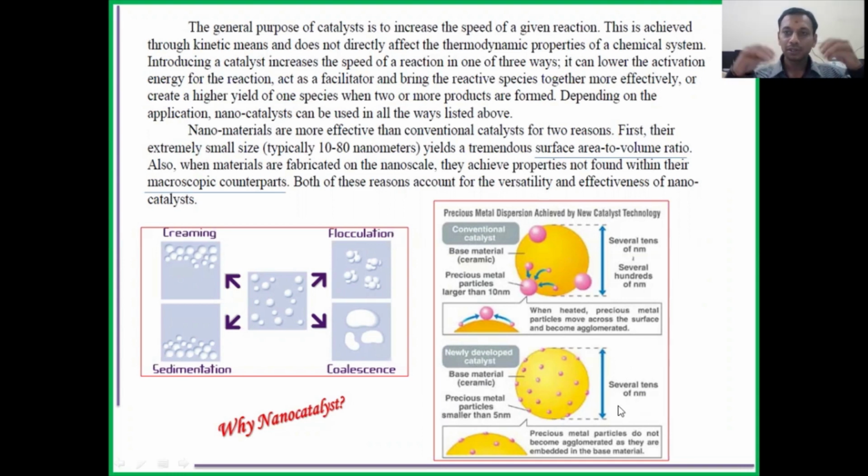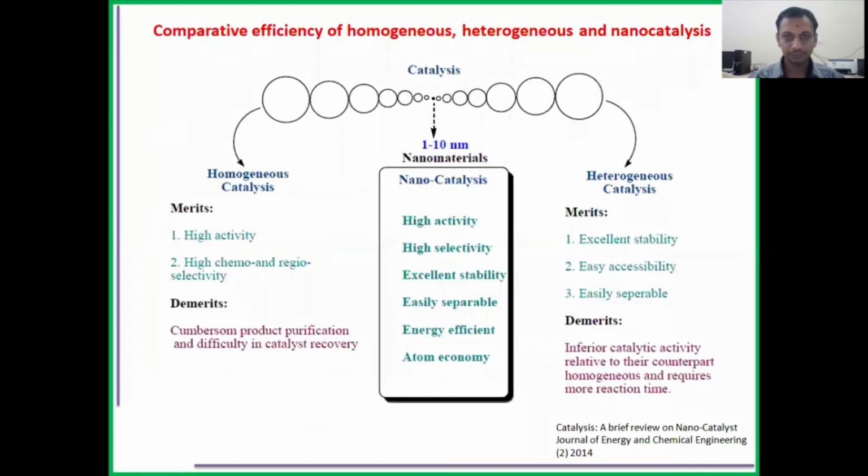If very good, uniform dispersion is there, we can get very good active sites, and it can help for good catalytic reactions. So different types of nanocatalysis: high activity, high selectivity, excellent stability.